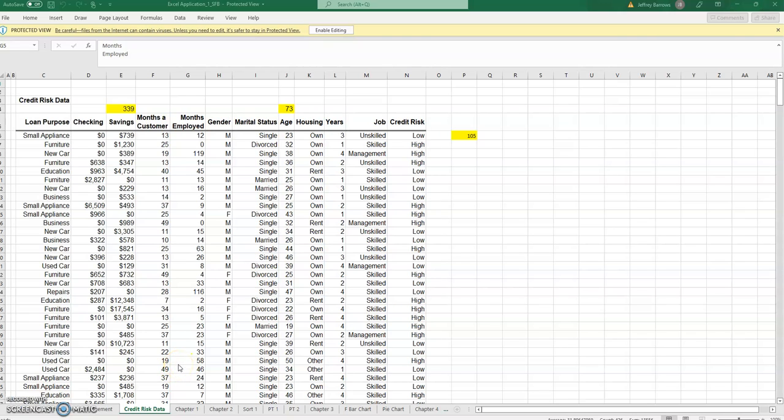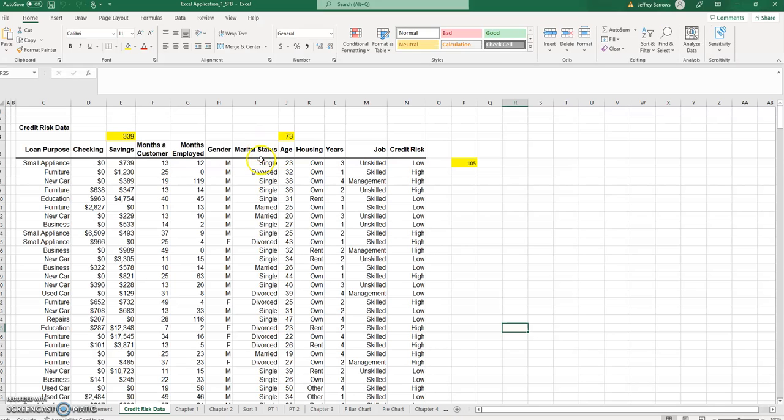Hey Shanez, I thought I would just put together a quick video for you here to explain this scatter plot. So months employed on the horizontal axis and then age on the vertical axis.